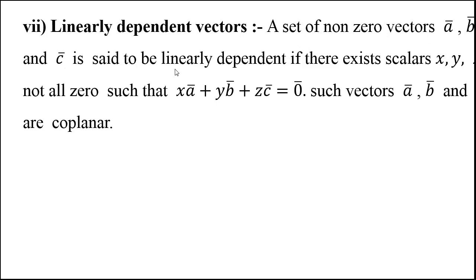This set is said to be linearly dependent, or vectors in that set are said to be linearly dependent if there exist scalars x, y, z, not all zero, such that x a bar plus y b bar plus z c bar is equal to 0 bar. Such vectors are coplanar. Now this is additional information that if three vectors are linearly dependent, then they are coplanar.